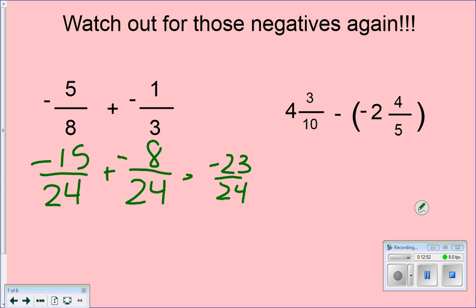If I look at this one, we're not going to do this one, but let's just look at it. What do you need to do? Keep, change, change.